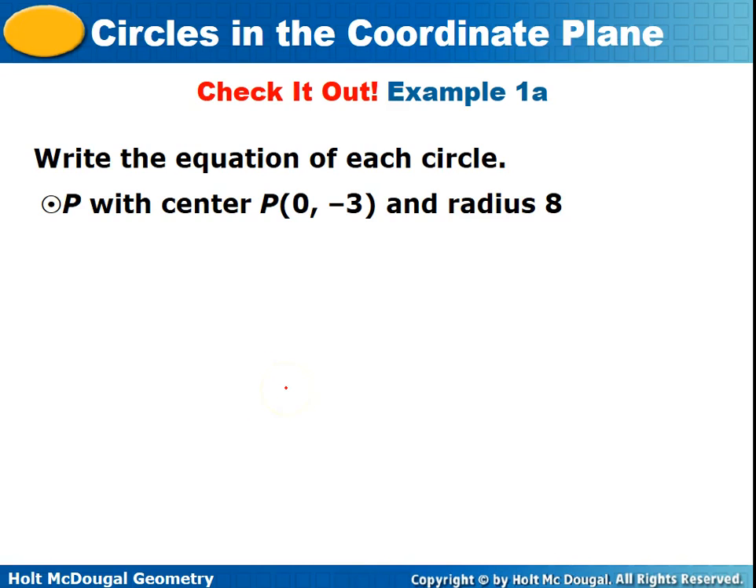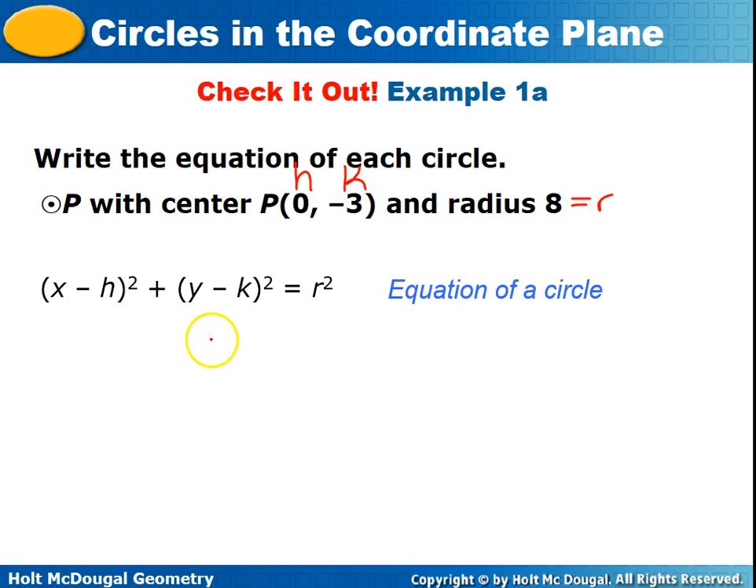So here again, we have the center. This is going to be H. This is going to be K. And we have our radius, which is our R. Plug these into the equation, and you should be able to tell me the equation for the circle.